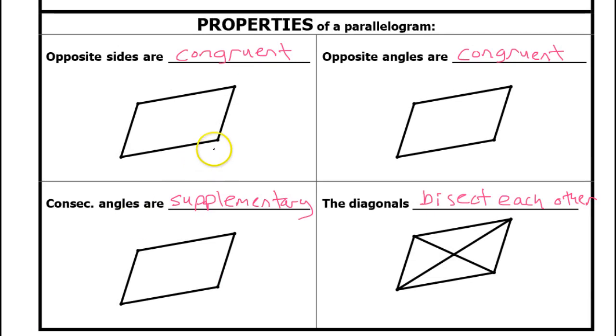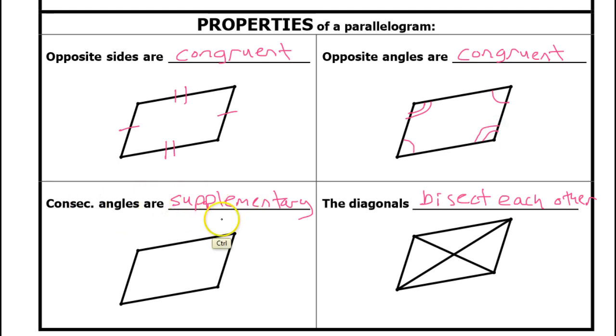So that's the definition. Now, in addition to that, we've got these four properties. The opposite sides of a parallelogram are congruent. So that means like this side and this side will be congruent, and this side and this side will be congruent. The opposite angles are congruent, which means that this angle will be congruent to this angle, and this angle will be congruent to this angle.